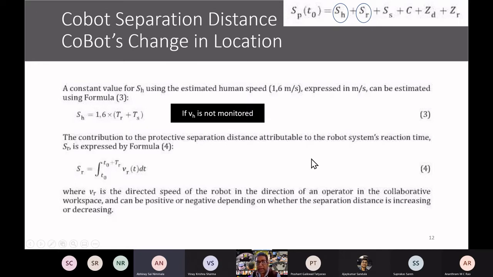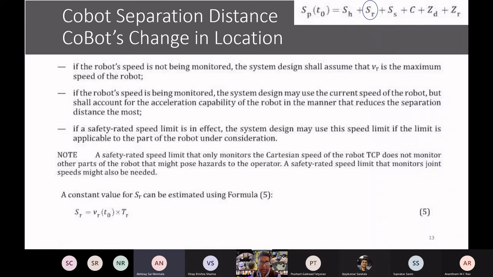In this case also, there may be a situation where you are not monitoring the robot speed. If the robot speed is not being monitored, the system design shall assume that VR is the maximum speed of the robot. When we control a robot, we give instructions to the robot, and even with the small desktop robot that we use, we can put a limit on its maximum acceleration and maximum velocity. So if we are not measuring VR, we will give it the maximum value to ensure that it will never exceed that limit. If the robot speed is being monitored, the system design may use the current speed of the robot, but shall account for the acceleration capability of the robot in the manner that reduces the separation distance the most.